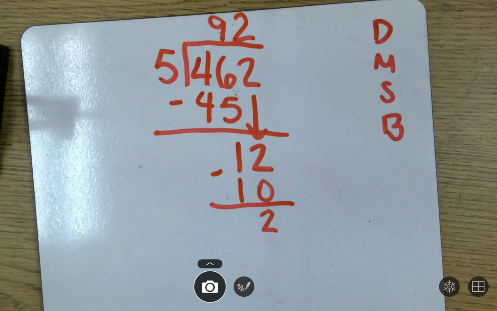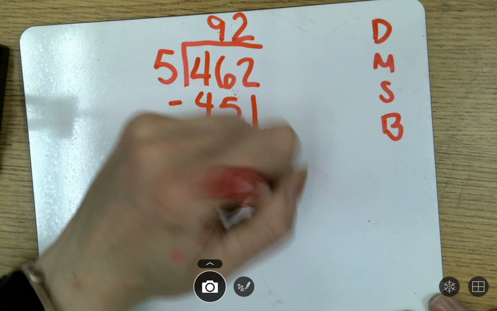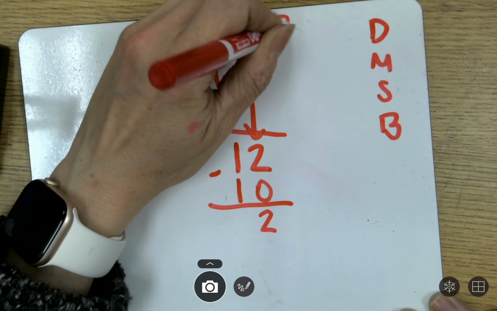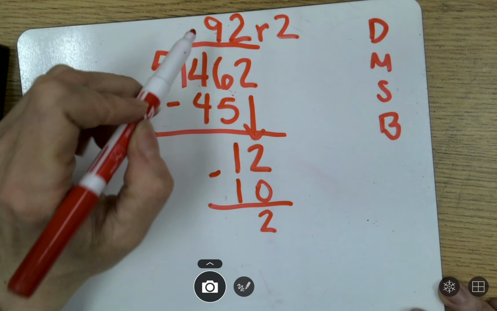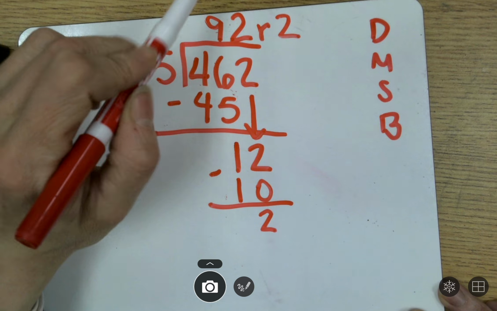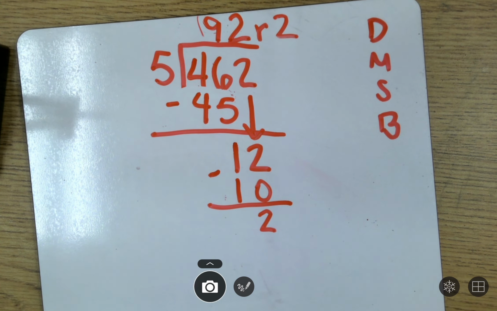Do I have any other number to bring down? Anything else? Nope. So this 2 is my remainder. Remainder 2. So my quotient is 92, remainder 2. Remember, the answer to a division problem is the quotient.